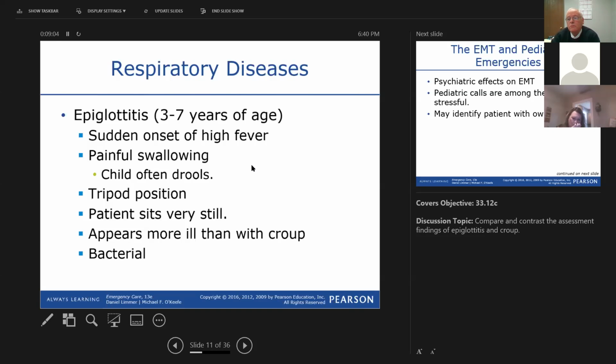They'll get into a tripod position because they're trying to move air in and out. And they look a lot sicker than a kid with croup would. This is very, very serious. This is life-threatening. With these kids, we want a nice, gentle transport. Don't bounce them around. Don't make them upset. Don't put anything in their mouth to look in their mouth. Don't get a tongue blade out to see their epiglottis, because you can't. Just very gentle transport, okay?